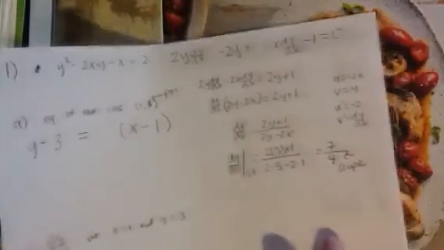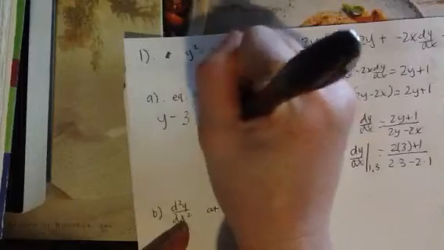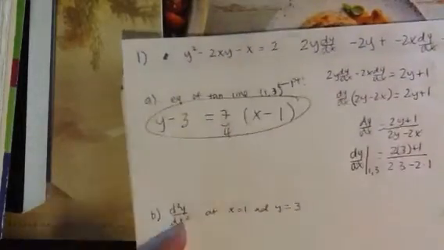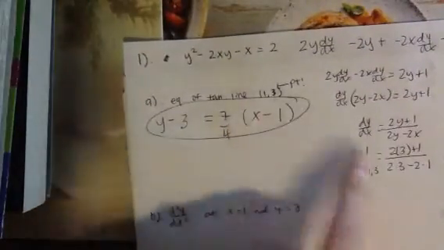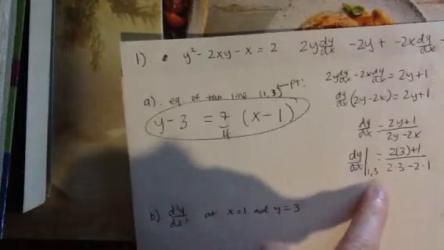Oops, you couldn't see my u and u primes. So then you plug in your slope, and that is the equation of the tangent line. I've got my point, and I've got my slope, which I found by finding dy/dx and substituting it.